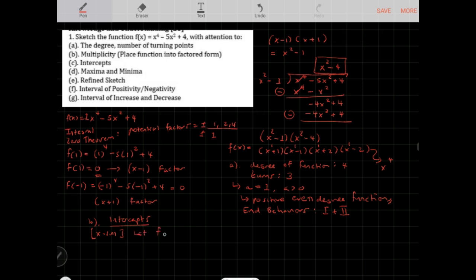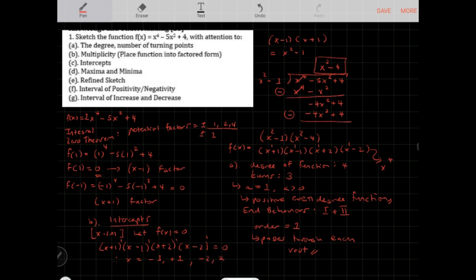You have to let f of x equal 0. So if you let f of x equal 0, then in this case you'll get x plus 1 times x minus 1, x plus 2, x minus 2 is equal to 0. So therefore x is equal to -1, +1, -2, and +2. Okay, so there are 4 x-intercepts, and all of these have an order of 1. Because they all have an order of 1, this means that the graph will pass through each root.